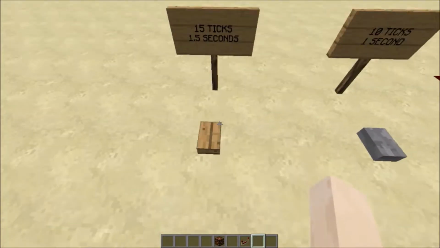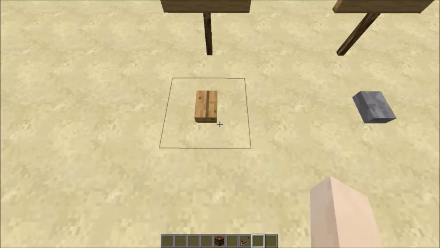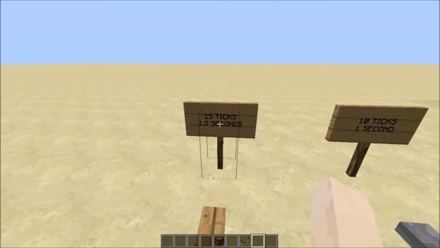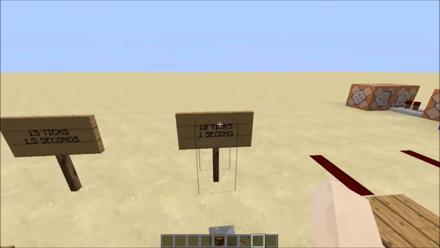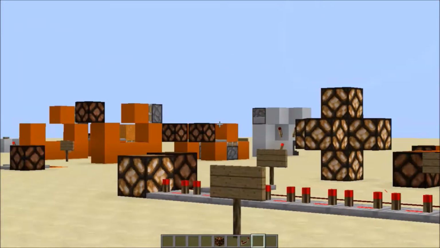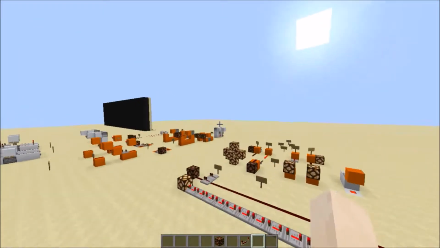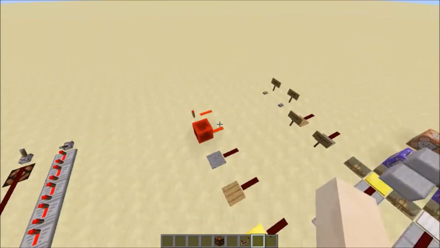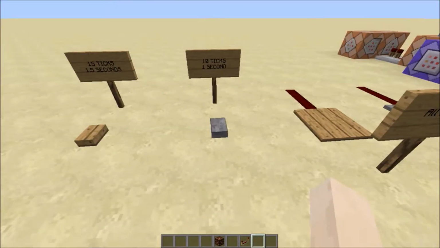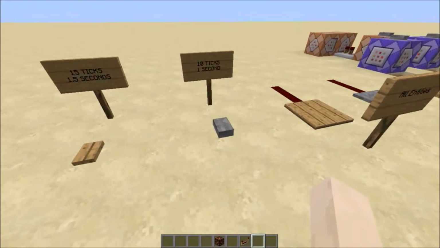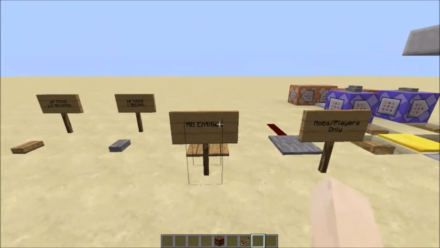The wooden button over here gives a pulse of 15 ticks, which is 1.5 seconds. And the stone button gives a pulse of 10 ticks, which is 1 second. If you don't understand what pulses are, you should go over there, and you should check out my monostable circuits and my pulses video, where I explain what pulses are. So you'll understand what I am talking about.